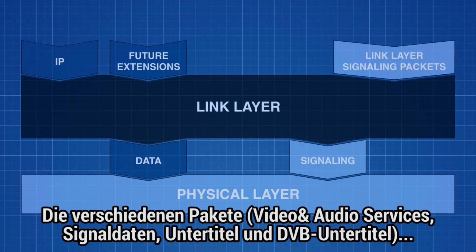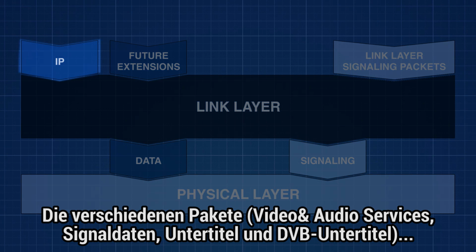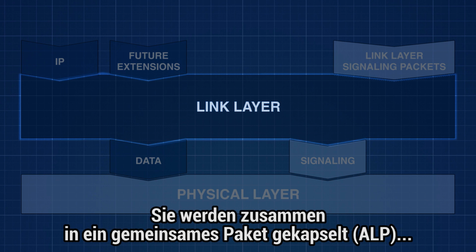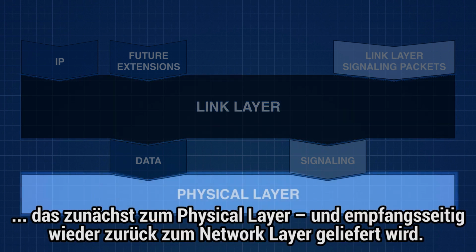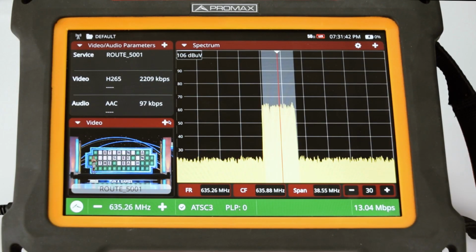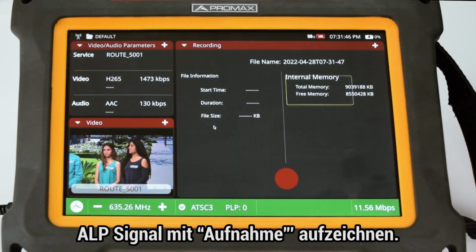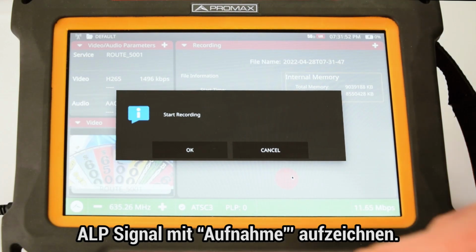All the different packets from the network layer, that is, packets carrying video and audio services, and packets carrying signaling data, captions and subtitles, they all converge in the link layer, where they are all encapsulated together in one single common packet format called ALP, for its delivery down to the physical layer at the transmitting end and back to the network layer at the receiving end. The recording tool will allow us to record the ALP signal with the ATSC analyzer.